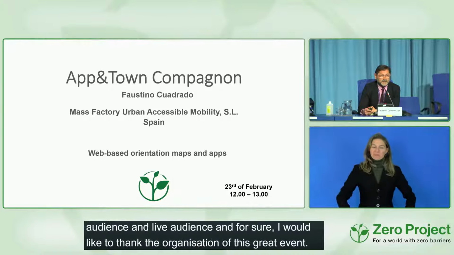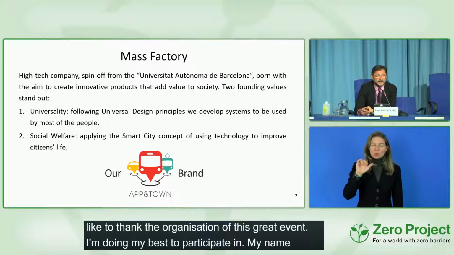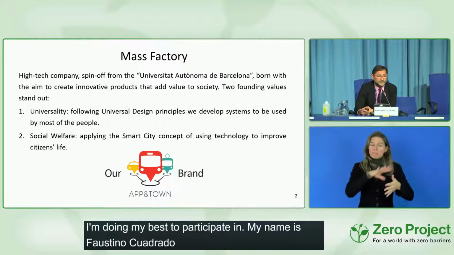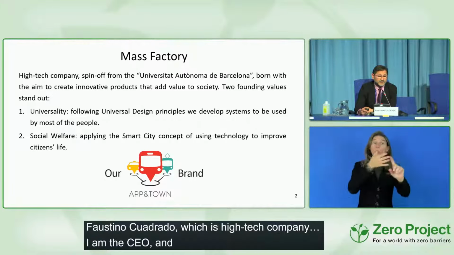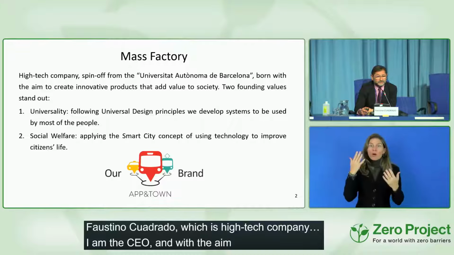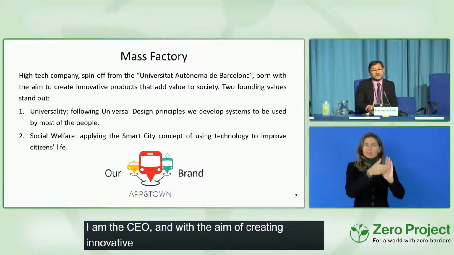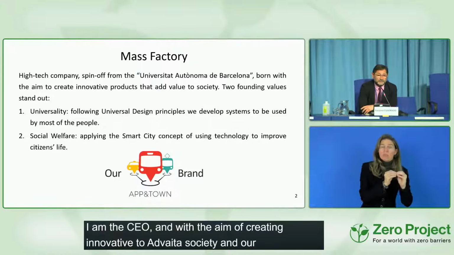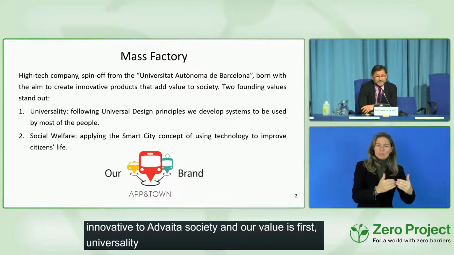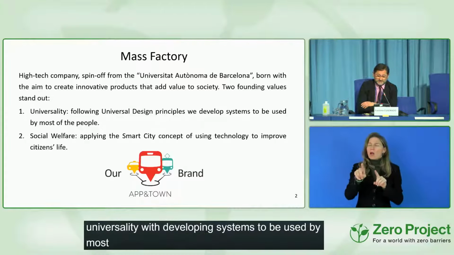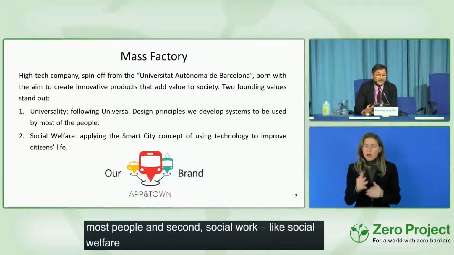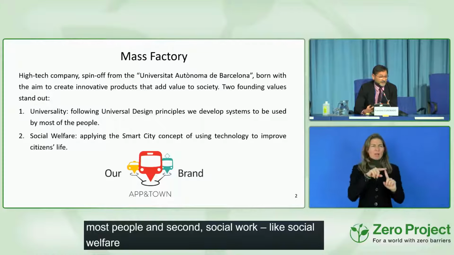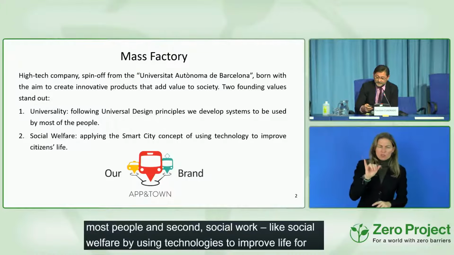I am the CEO of Mass Factory, which is a high-tech company spin-off from the Universitat Autònoma de Barcelona, born with the aim to create innovative products that add value to society. Our values are, first, universality. We develop systems to be used by most of the people. And second, social welfare, by using technologies to improve life of citizens. Although the company name is Mass Factory, our brand name is Up and Town. So everything you will hear in this presentation is about Up and Town.